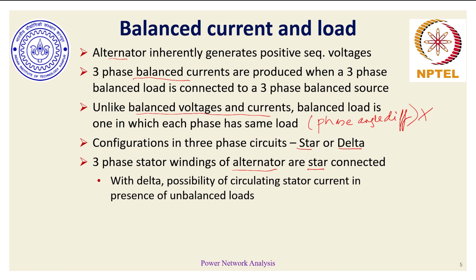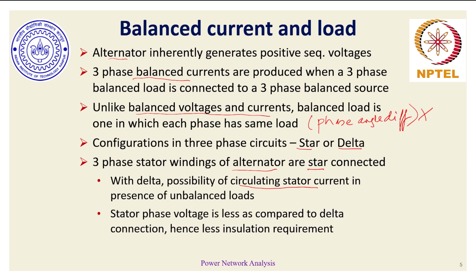Reason being, in delta configuration, there is always a possibility of having circulating stator current in case the loads are unbalanced. And regarding the insulation level requirement for windings to be operable in the three-phase synchronous machine, the insulation requirement for star configuration is lesser compared to delta configuration. We will come back to this aspect in a moment.